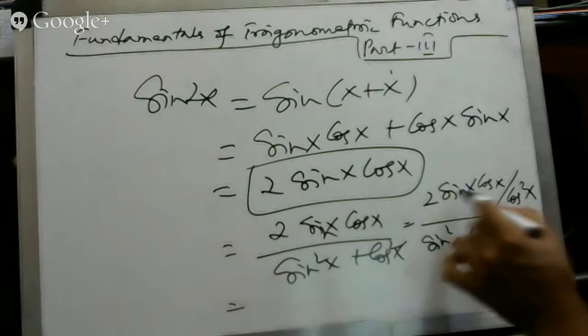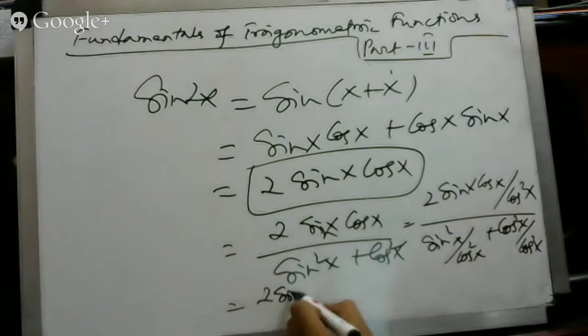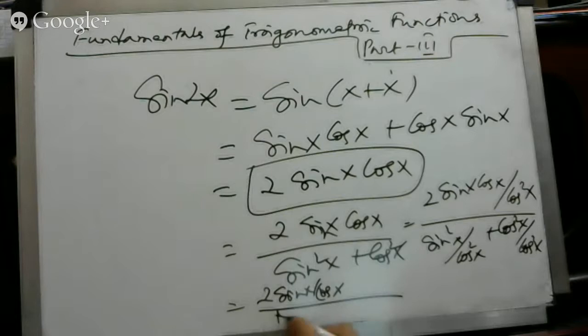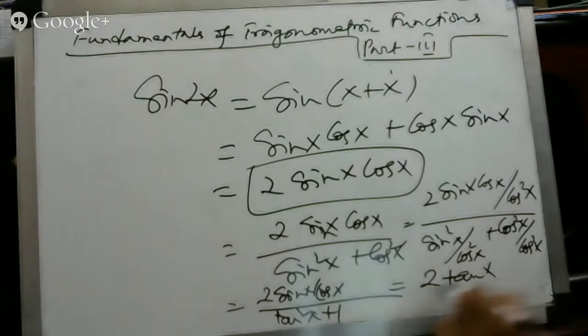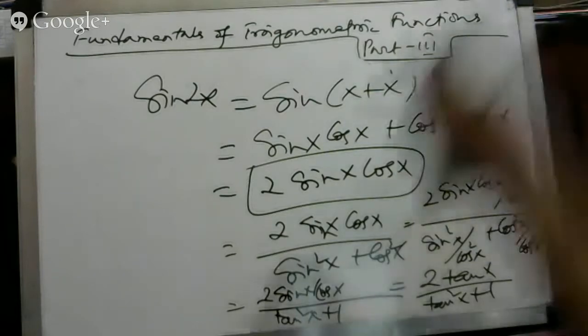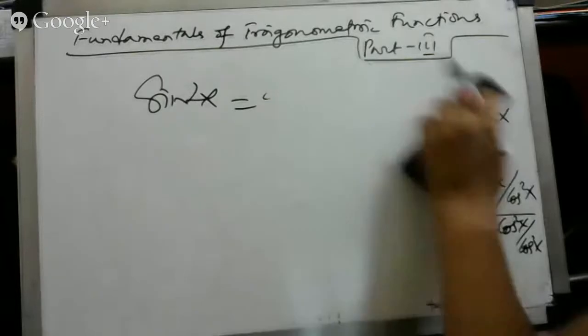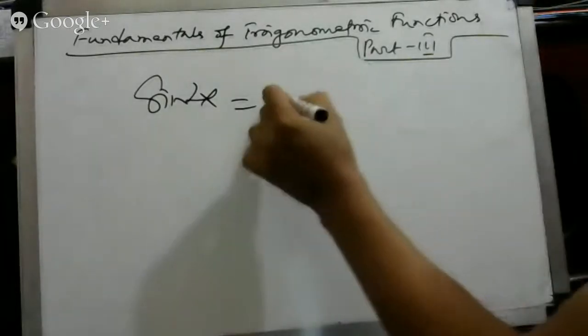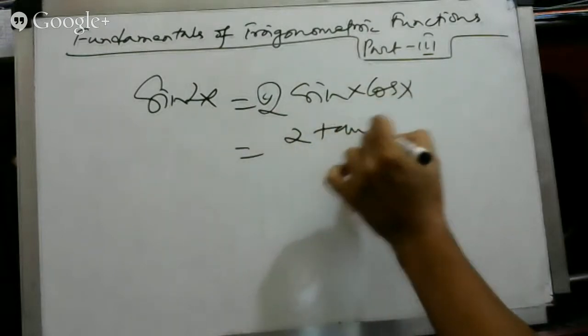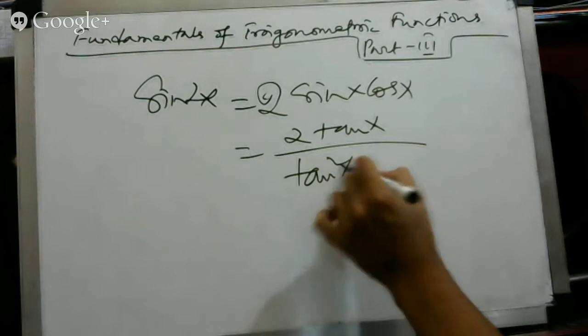This further becomes 2 sin x by cos x, and this becomes tan square x plus 1. So it is 2 tan x divided by tan square x plus 1. So what we proved just now is sin 2x is 2 sin x cos x, which is also equal to 2 tan x divided by tan square x plus 1.